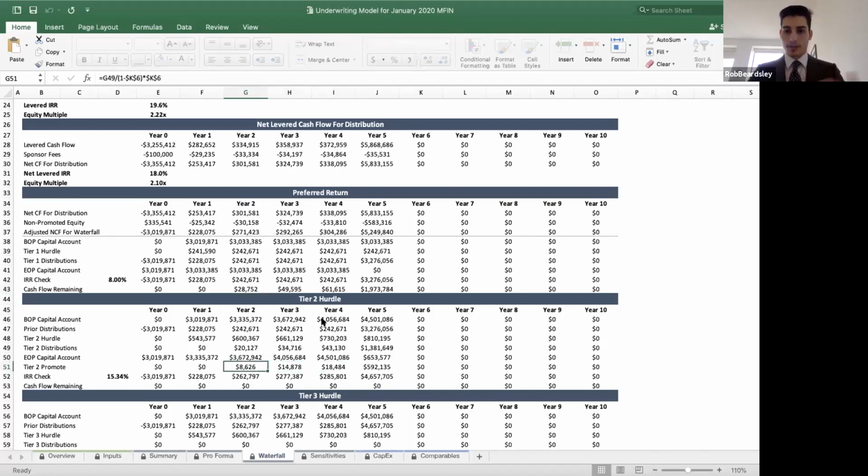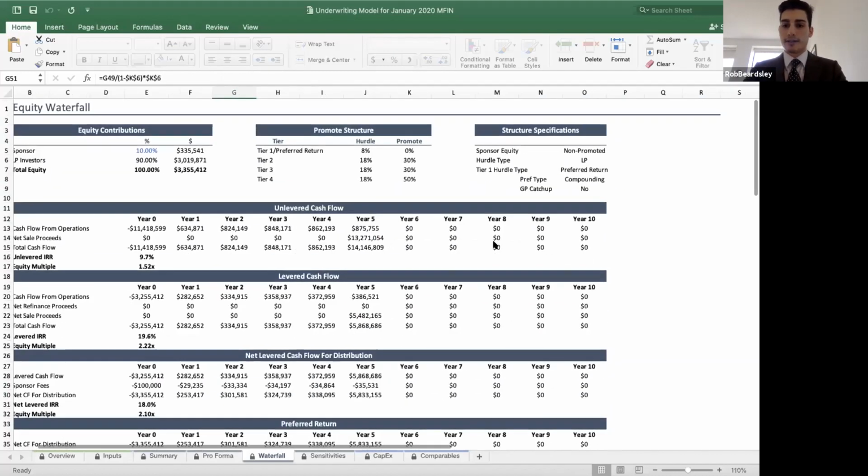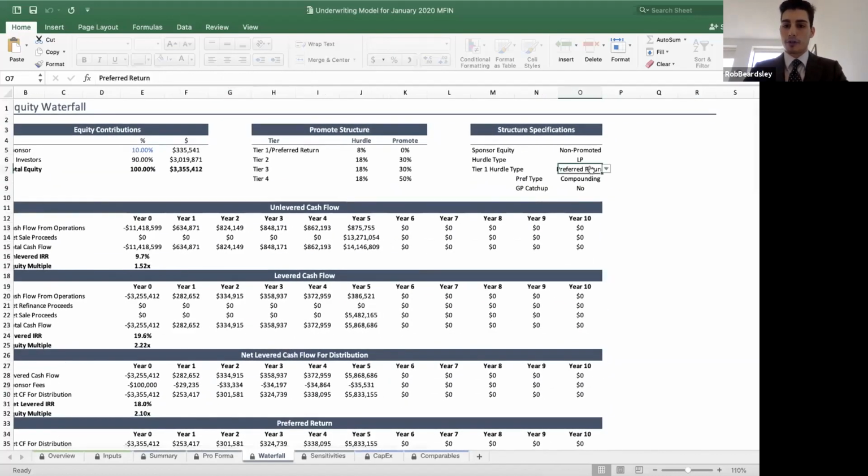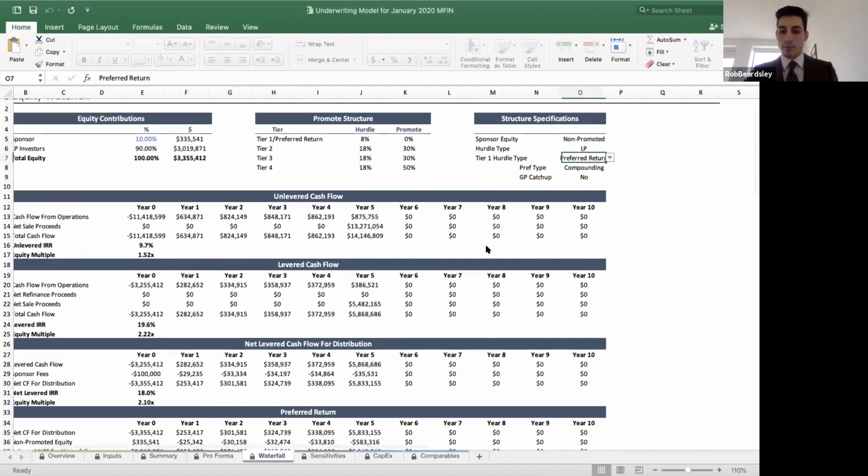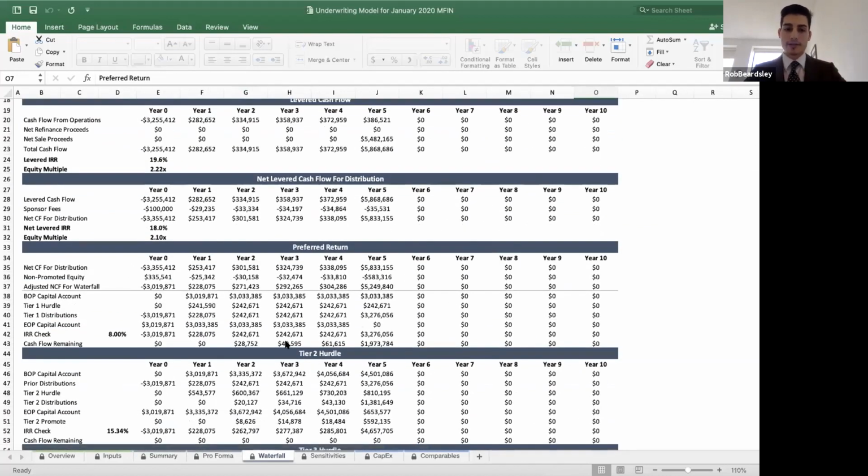So it's important to understand the differences, because if we turn this preferred return hurdle to an IRR hurdle, that will not happen. All cash flows will simply go to investors, and the GP will just be waiting until the sale to receive their promote.